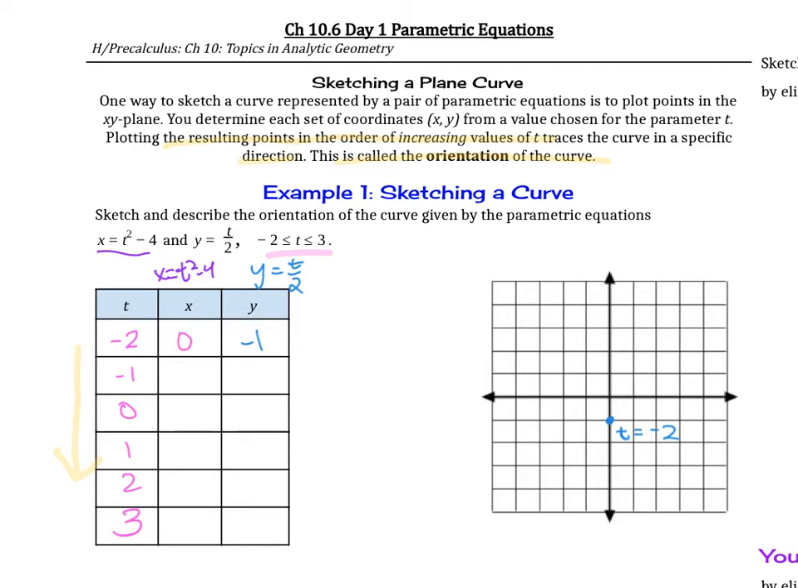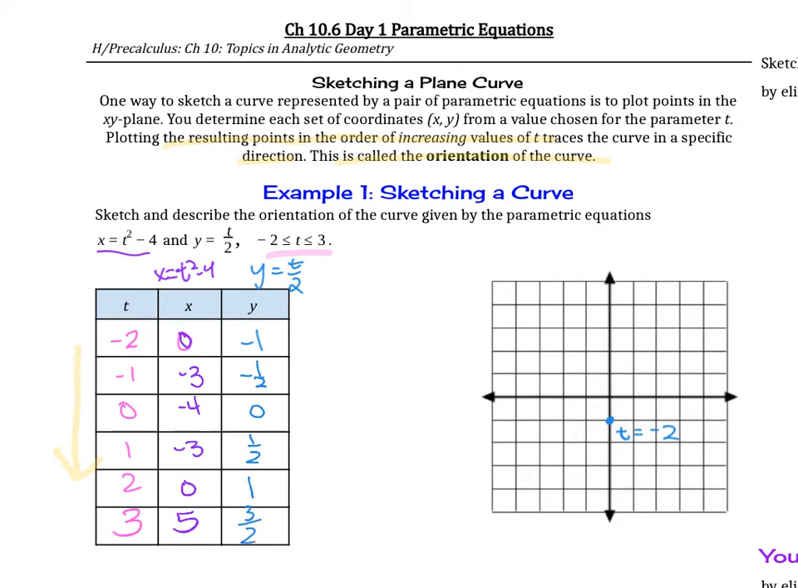Then we continue to plot the rest of the points. If we plug in -1 into this equation, we would get 1 minus 4, which is -3. Let me just do the x's first. At 0, we would get -4. With 1, we would get -3. With 2, we would get 0. 3 squared is 9 minus 4, which is 5. Then for our y values, -1 over 2 is -1/2. This would be 0. This would be +1/2. This would be +1 and 3/2.